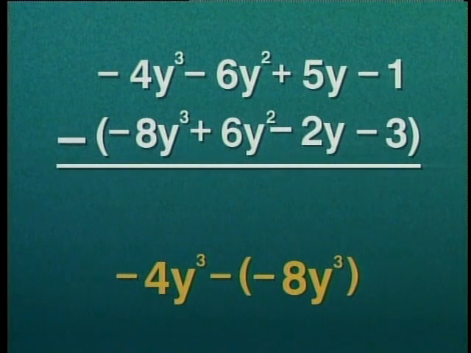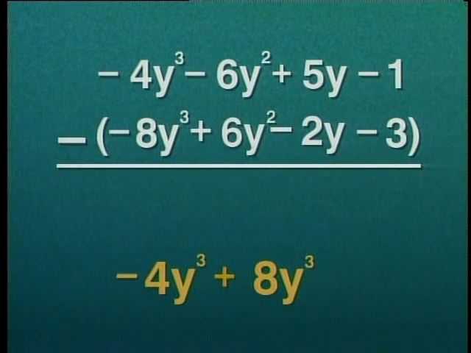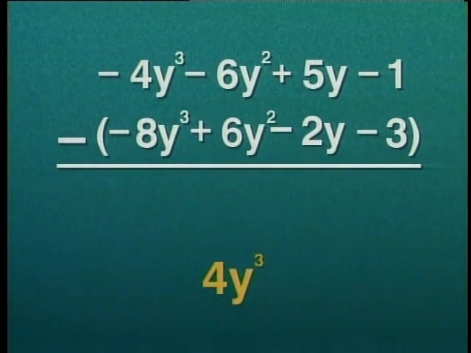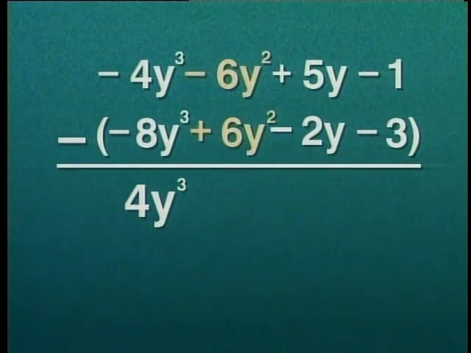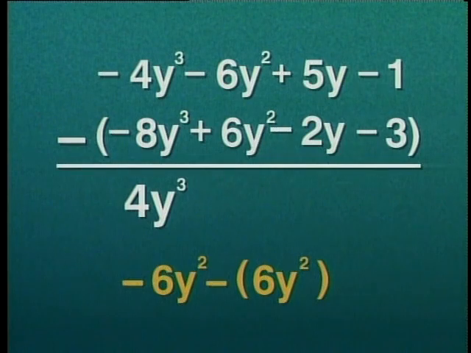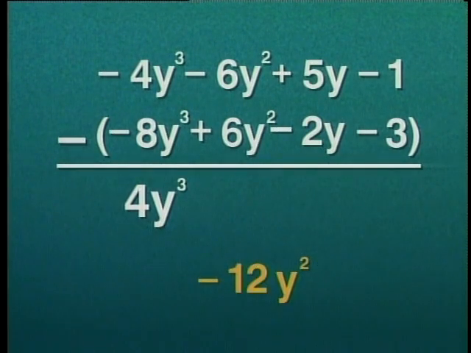Here, for example, we see that the minus negative 8y cubed becomes 8y cubed. Then when you combine it with the negative 4y cubed, you're left with 4y cubed. Okay, what about the second term? That's negative 6y squared minus 6y squared. Combining the two gives us negative 12y squared.